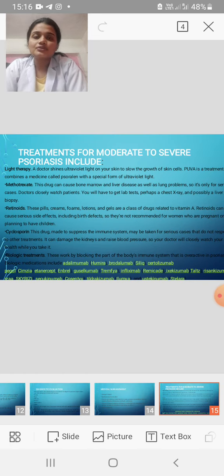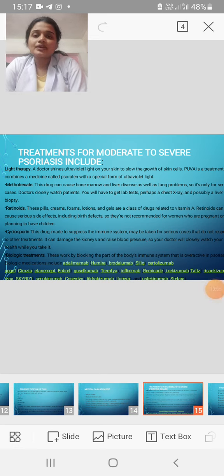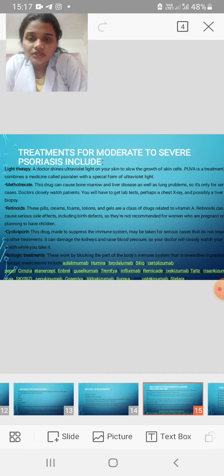Treatment for moderate to severe psoriasis. Treatments for moderate to severe psoriasis include light therapy, methotrexate, retinoids, cyclosporine, or radiological treatment and biological treatment. In light therapy, a doctor shines ultraviolet light on your skin to slow the growth of skin cells.